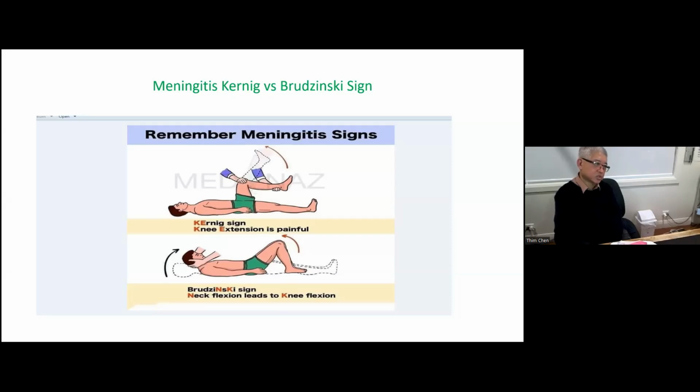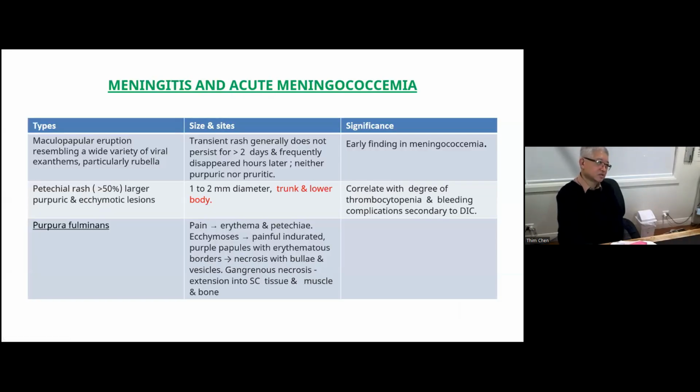Then we go to M, so meningitis. When we do meningitis, I always see my students or registrars, when they come with fever, they do a Kernig sign. So how to remember? KE, knee extension is painful, Kernig. Brudzinski's, you flex the neck and it causes knee flexion. And then, of course, there are rashes.